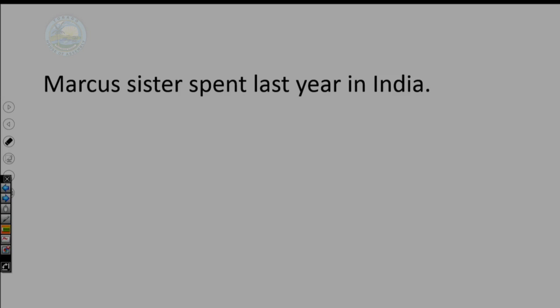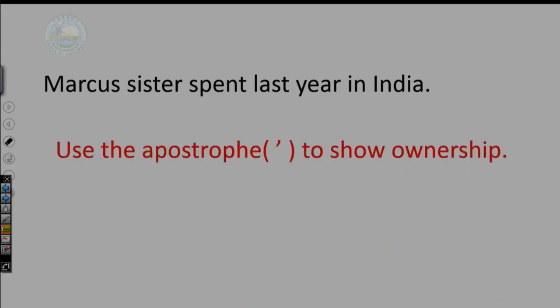The information here is definitely not clear. Marcus' sister spent last year in India. Something is missing. Let's see. The use of an apostrophe to show ownership. So we know that in this sentence, there is an owner of something. And we always place the apostrophe mark next to the person that owns the thing or the item or the person. So in this sentence, an apostrophe mark will go by the word Marcus.